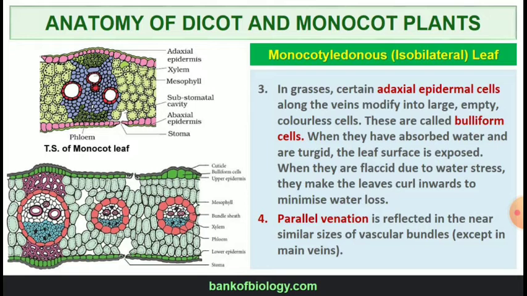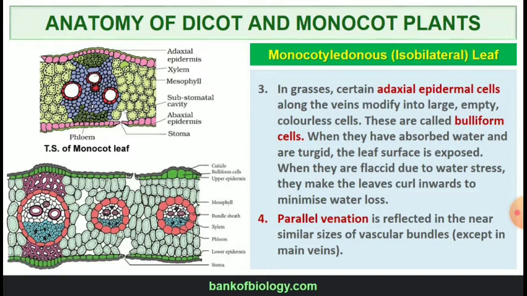In grasses, if we take the grass example, there are certain adaxial epidermal cells along the veins which are modified into large, empty, colorless cells. These are called bulliform cells. Important from the exam point of view for 1 mark: what are bulliform cells? What is the function of these bulliform cells?